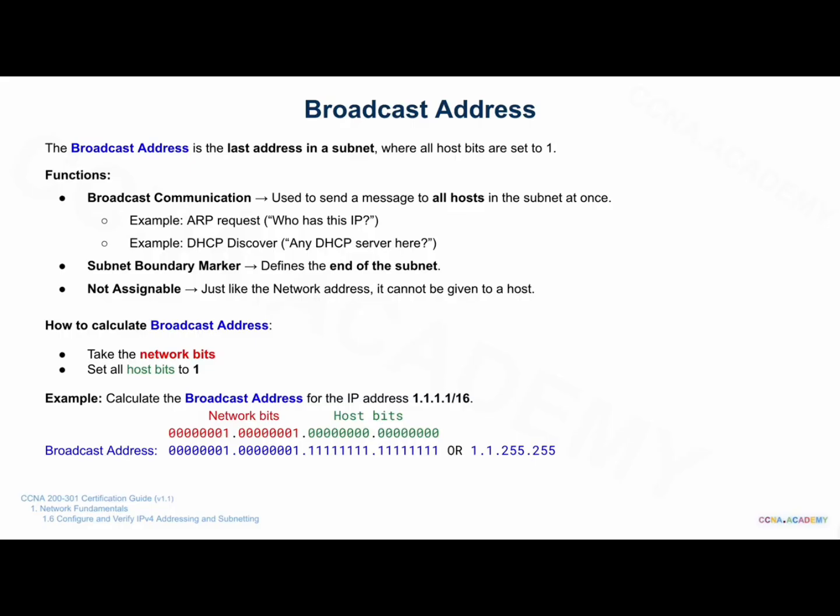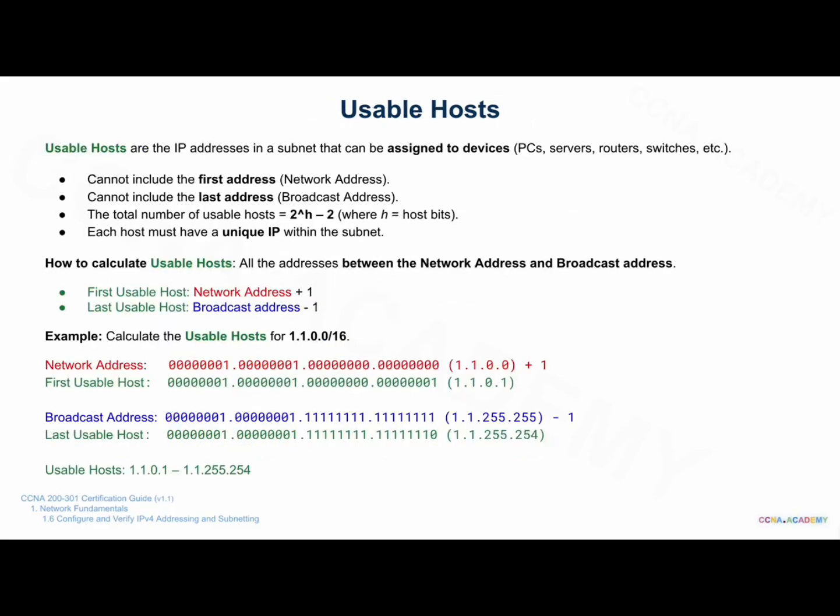For example, with 1.1.1.1/16, the broadcast address is 1.1.255.255, the final address in that subnet. The usable hosts are all the addresses between the network ID and the broadcast address. To find the usable range, simply add 1 to the network ID to get the first usable host, and subtract 1 from the broadcast address to get the last usable host.